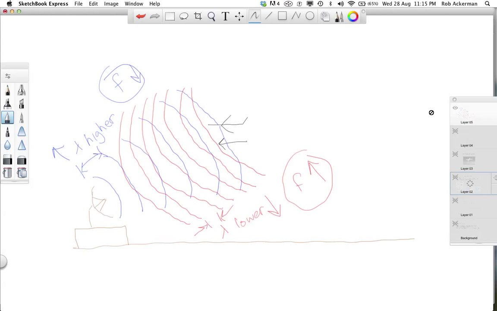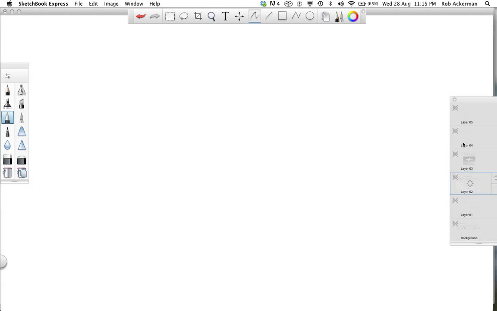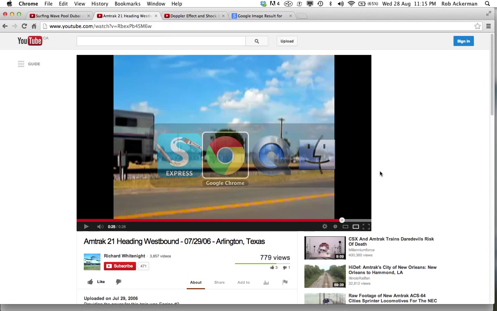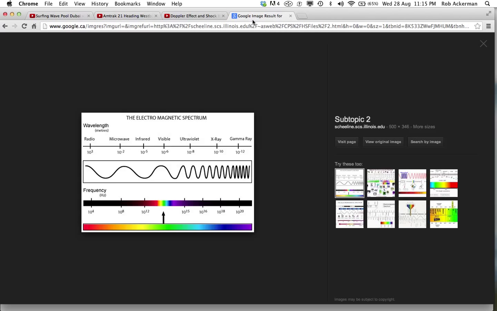Now, why is this called red shift or blue shift? Well, think back to the electromagnetic spectrum, which I bet you I can find. Let's see if I still have it. There it is. In the electromagnetic spectrum, waves that are coming toward you that we said are shifted to lower wavelengths, higher frequencies, that's the blue end of the spectrum. So we call that a blue shift.